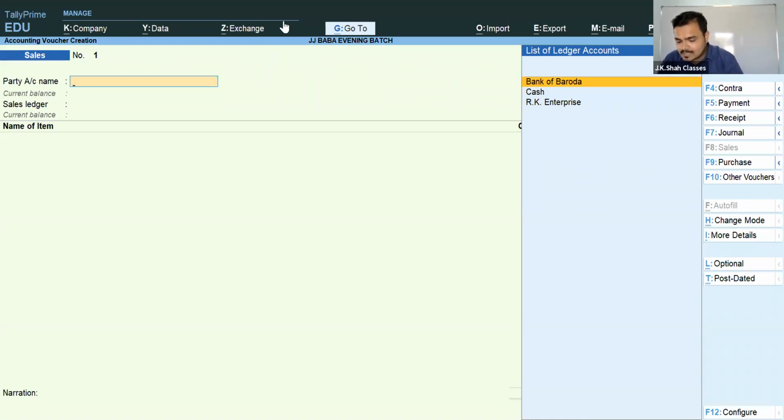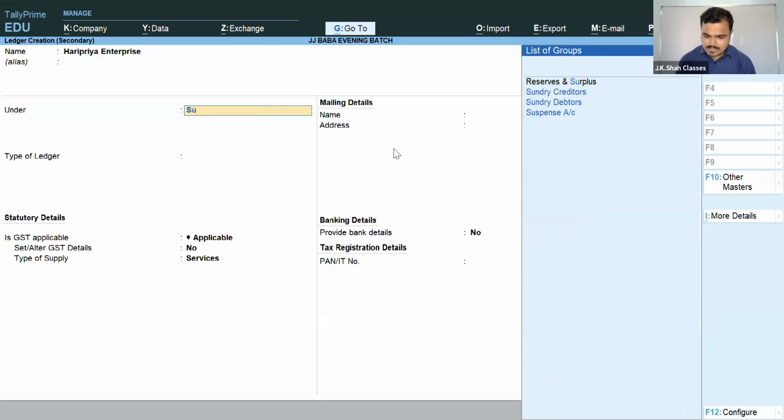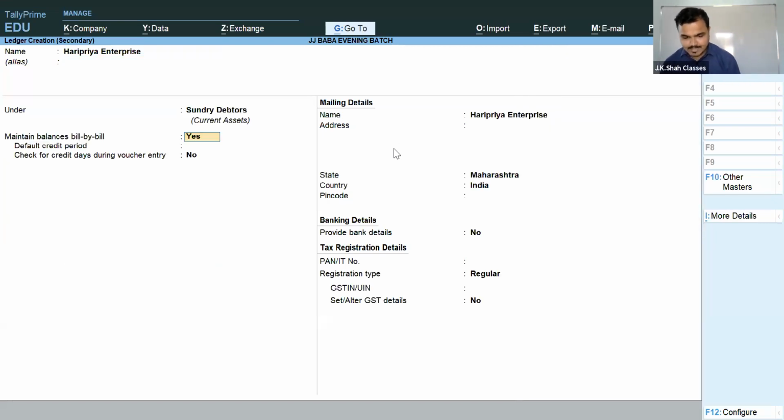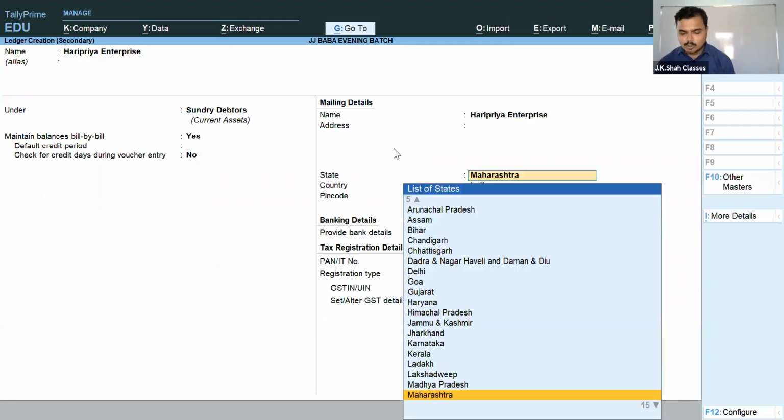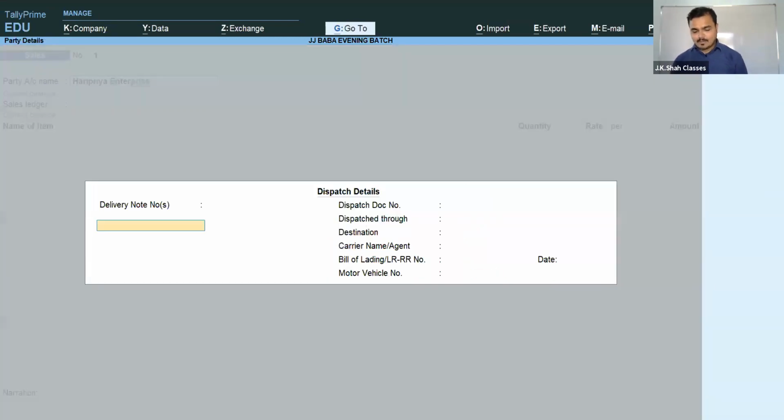But I would like to sell these goods to a very important person of my classroom, the one who is always energetic. We'll create the party in the name of Haripriya Madam. So we'll write Haripriya Enterprise under sundry debtors. I need to collect the payment from her. Will she make the payment on time? Sir, God knows. Now, accepted.